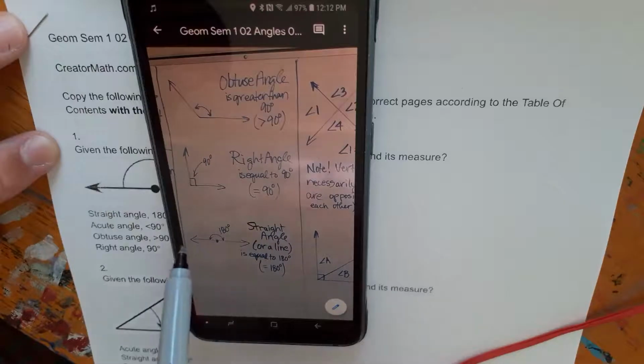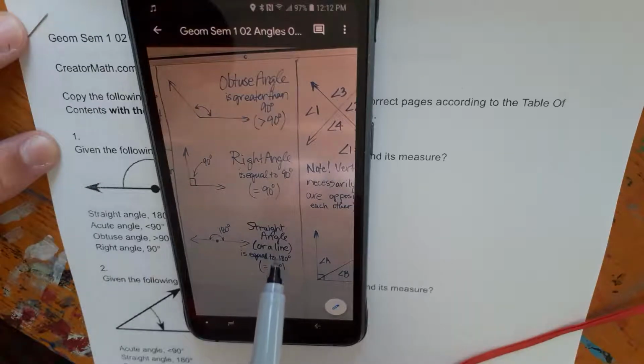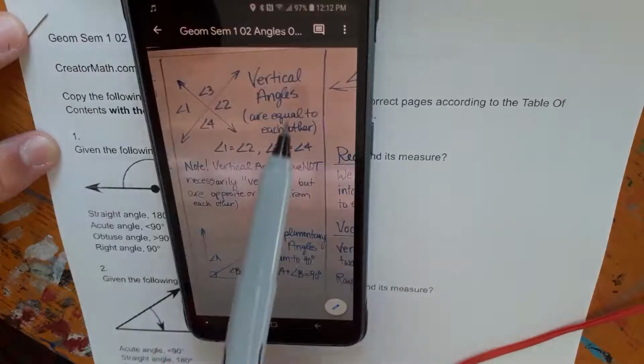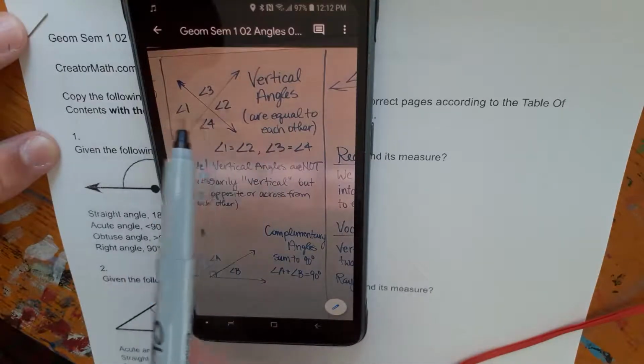There's a straight angle, which is a straight line. If you opened up an angle all the way, it would turn into a straight line, and then it's 180 degrees. They call it a straight angle or line, equal to 180 degrees. There are things called vertical angles. Vertical angles are across from each other, and they are equal.